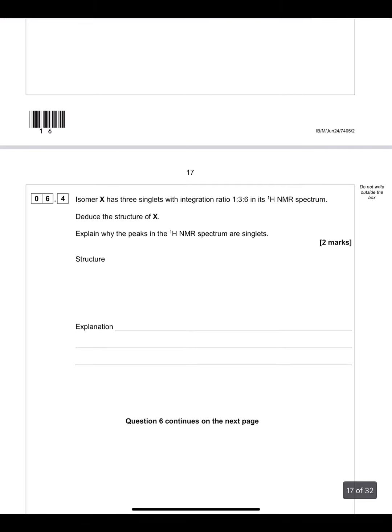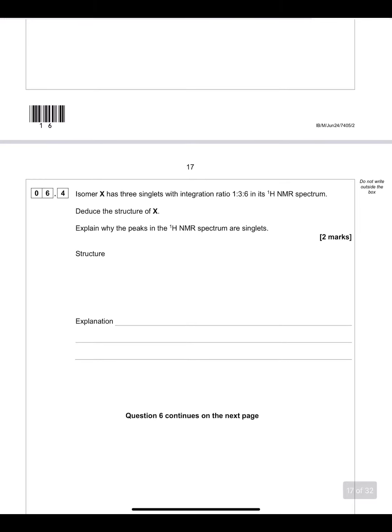And then we have isomer X. Isomer X now is not a carboxylic acid. And remember again that the molecular formula is C5H10O2. And they tell you that it has three singlets with an integration ratio of 1 to 3 to 6 in its proton NMR.